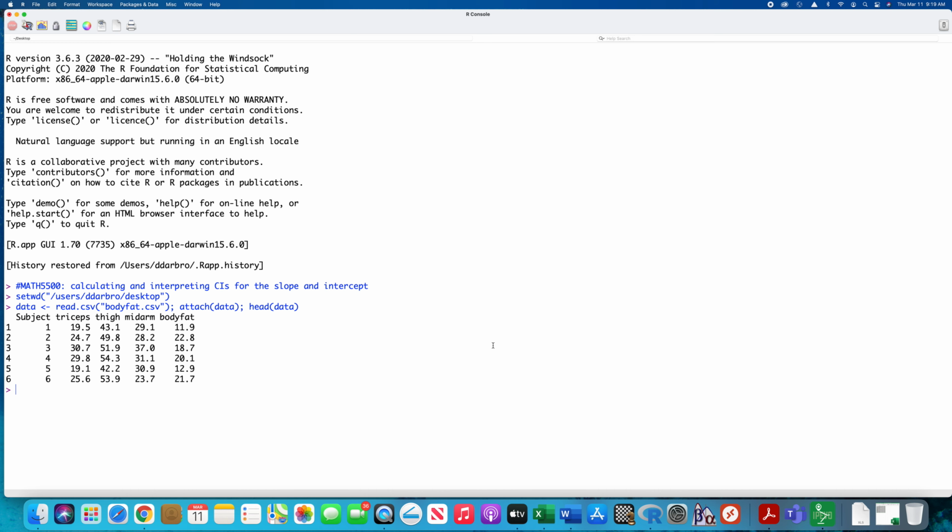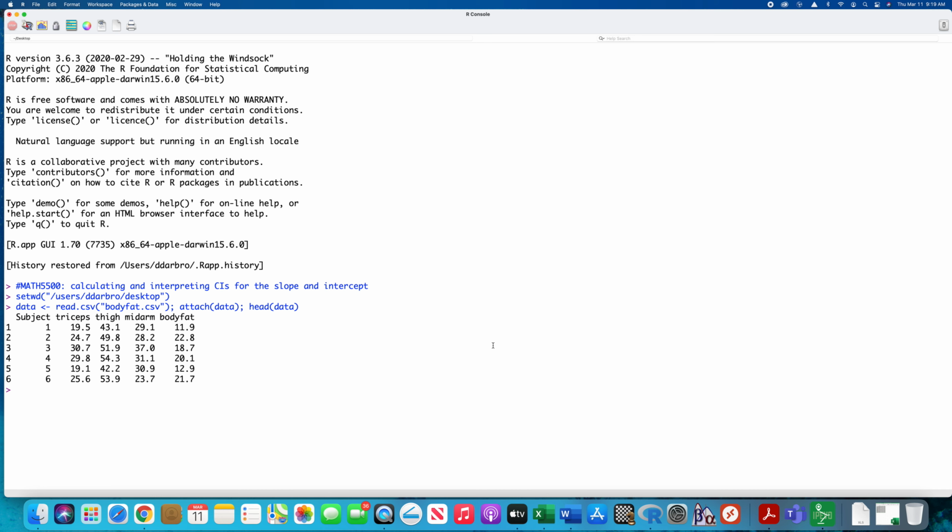Hi, gang. Math 5500, brief, and I mean really, really brief, on calculating and interpreting confidence intervals for the slope and the intercept. Some of the easiest stuff we'll do, but of course, if you don't know the R command, it's not easy, is it? Just touching on this because we dive into the weeds on this, I believe in lesson three or four. But anyway, just to get our feet wet.